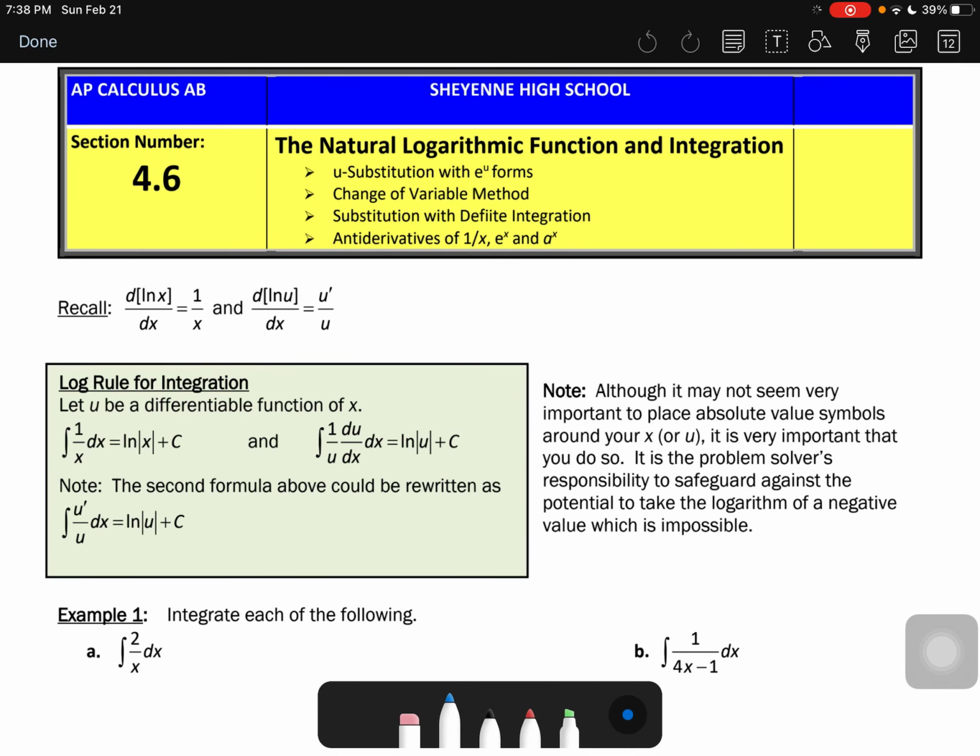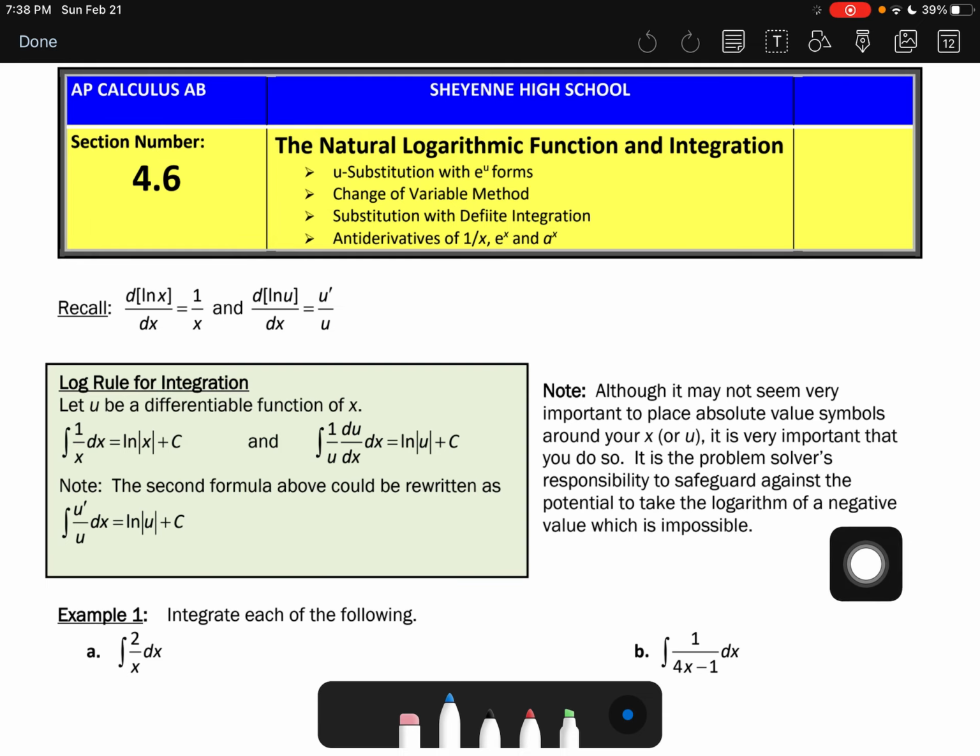Hello AP Calc class, we're going to take a look at section 4.6, which is going to concentrate on doing the integral of the natural log function. Well, it's actually where the outcome is going to involve natural log. So the forms, for the most part, that we're going to be looking at are going to be integrals where you have x to the first power in the denominator.